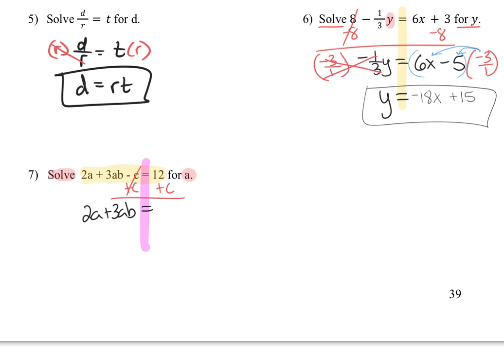Can I combine c and 12? Are they like terms? No, they're not like terms. The best I can write it is c plus 12. Letter comes before the number. That's just standard form, okay?